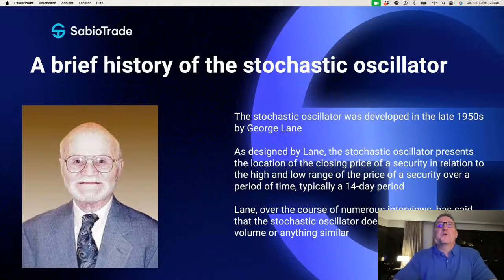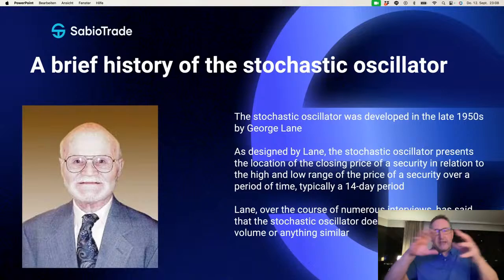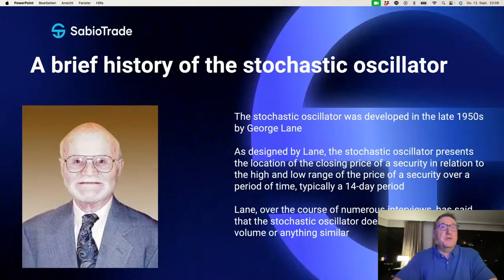And when we were preparing this webinar, we saw this picture, and we both mentioned Mr. Lane is a smiling, charming man, but he developed the stochastic oscillator in the late 1950s. As designed by Mr. Lane, the stochastic oscillator presents the location of the closing price of a security in relation to the high and low range of the price of a product over a period of time.